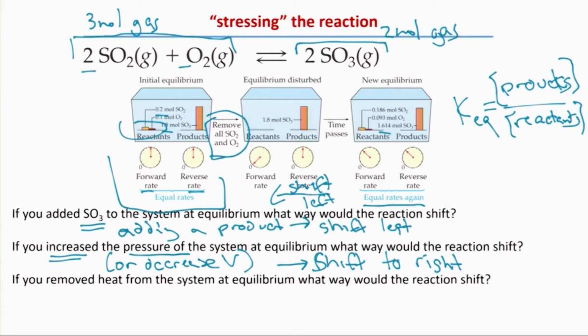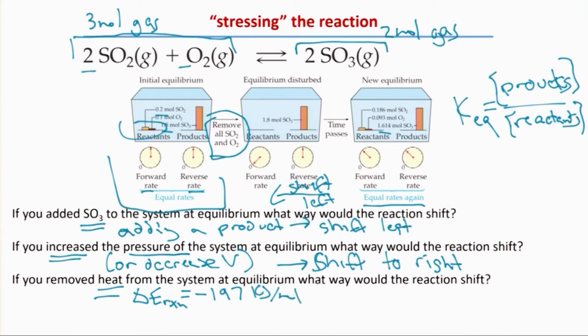And then the last one here: if you are going to remove some heat from the system, which way would the reaction shift? Can you answer that right now? You might be thinking, well, she has to tell us some other information first, right? In order to answer a question about whether heat is going to be added or removed, you need to know if the system is exothermic or endothermic. So let me give you that. The change in enthalpy for this reaction is minus 197 kilojoules per mole.